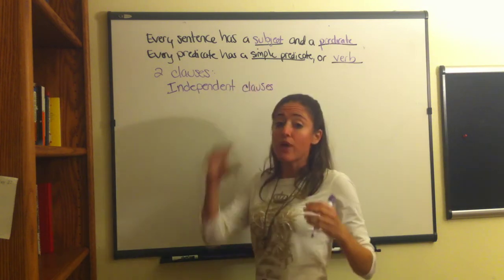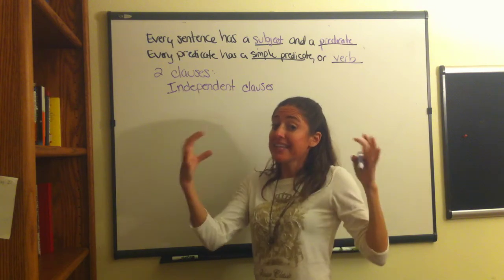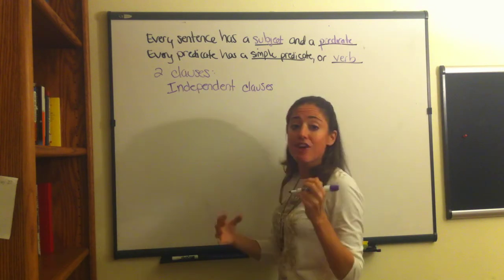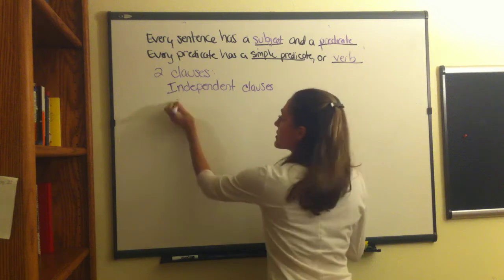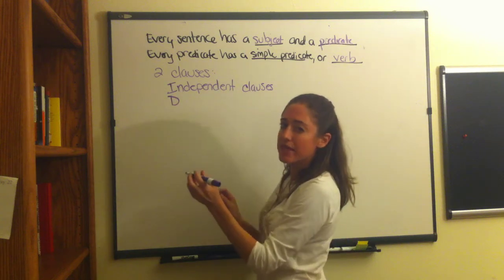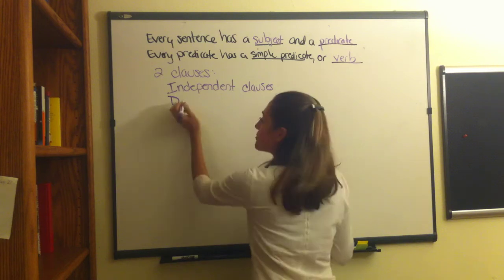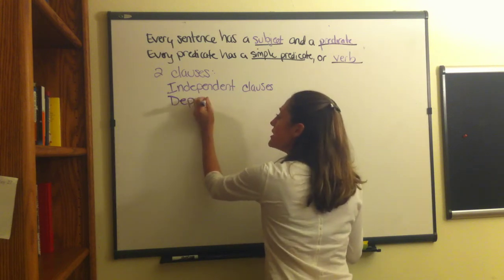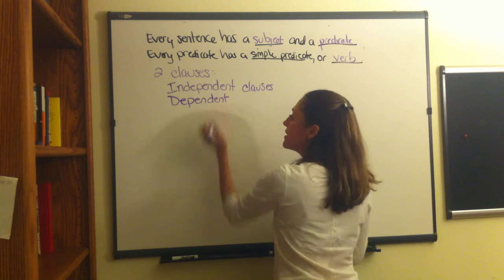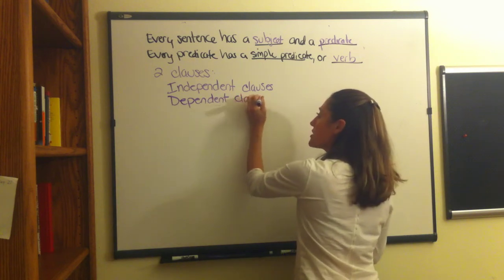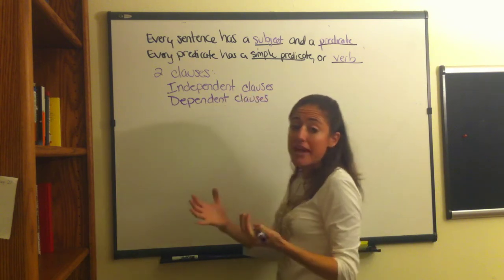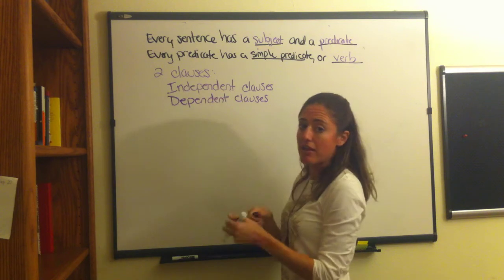Okay? And sometimes you have a subject and a verb, but it can't stand alone. And that's called a dependent clause. Or sometimes, more fancy, called a subordinate clause. But we're going to call it a dependent clause. Okay, there's dependent clauses and there's independent clauses.